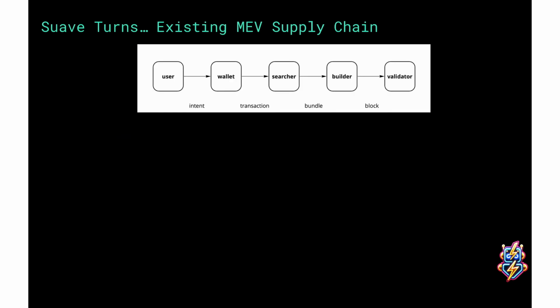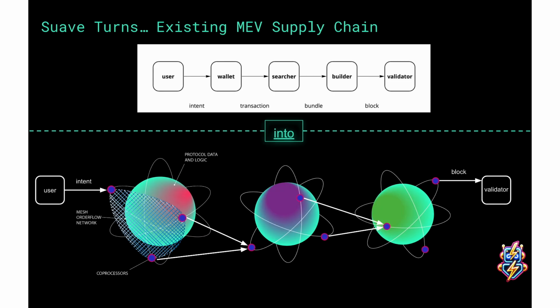So based on this, SUAVE turns the existing MEV supply chain, which is the user, wallet, searcher, builder, validator paradigm, into a network of decentralized nodes that are doing the computation for each of these actors. This massively improves the scenario we have today, where many of these actors we see in the traditional MEV supply chain are just a single AWS server running somewhere that you're not even sure of.